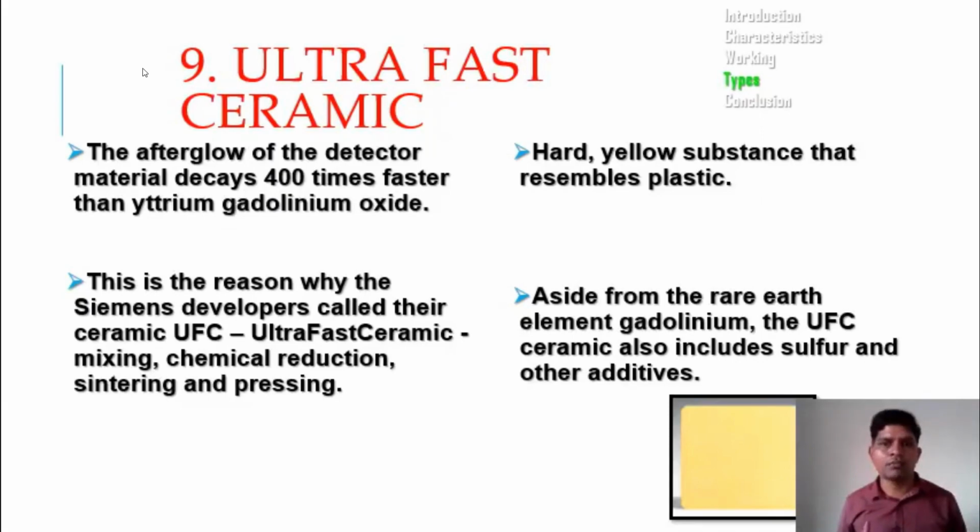So this is the reason why many companies utilize UFC, made by chemical reduction. It is a hard yellow substance that looks like plastic. That is the benefit. And as I said, the rare earth element gadolinium is combined with this material, which includes sulfur and other additives, which increases the efficiency of the detector.